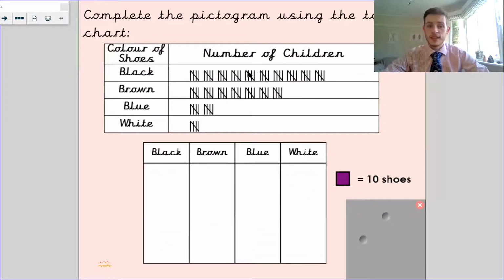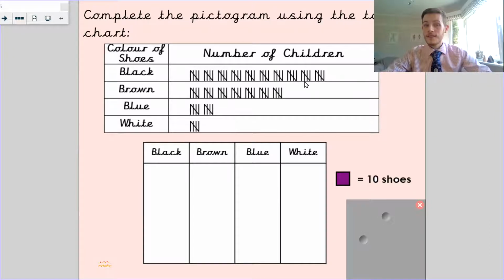Complete the pictogram using the tally chart. Look how many pictograms I'm going to need to draw. I'm going to have to draw so many. Look, there's 5, 10, 15, 20, 25, 30, 35, 40, 45, 50. I need to draw 50. Are you joking?